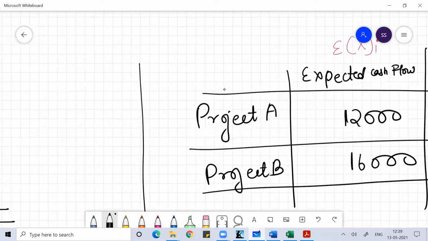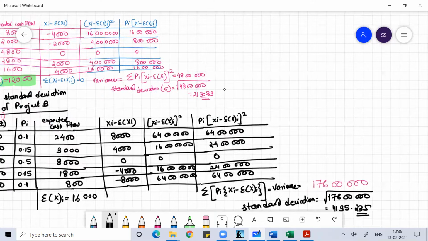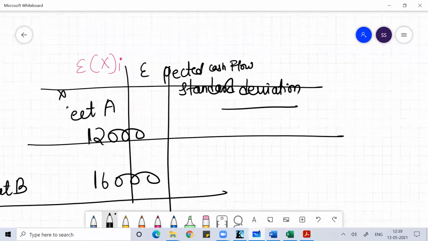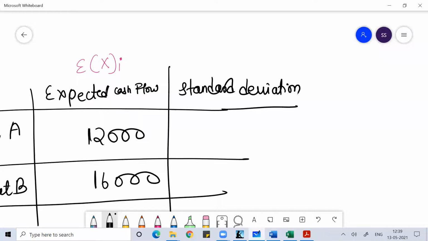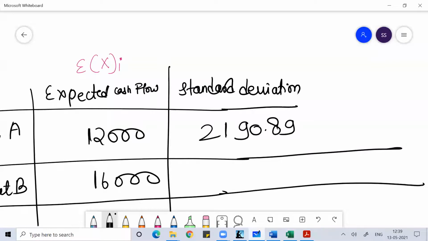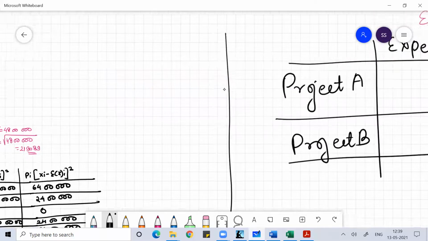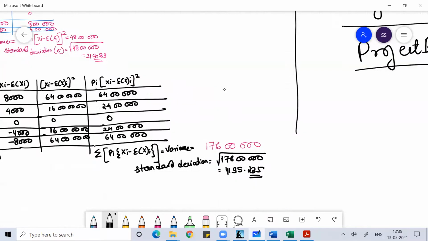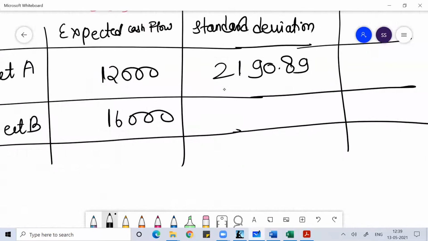Project A's standard deviation was 2190.89. Project B's standard deviation was 4195.235. Now, if you see the standard deviation, project B's is nearly double project A's. But the return of project B is not double the return of project A.